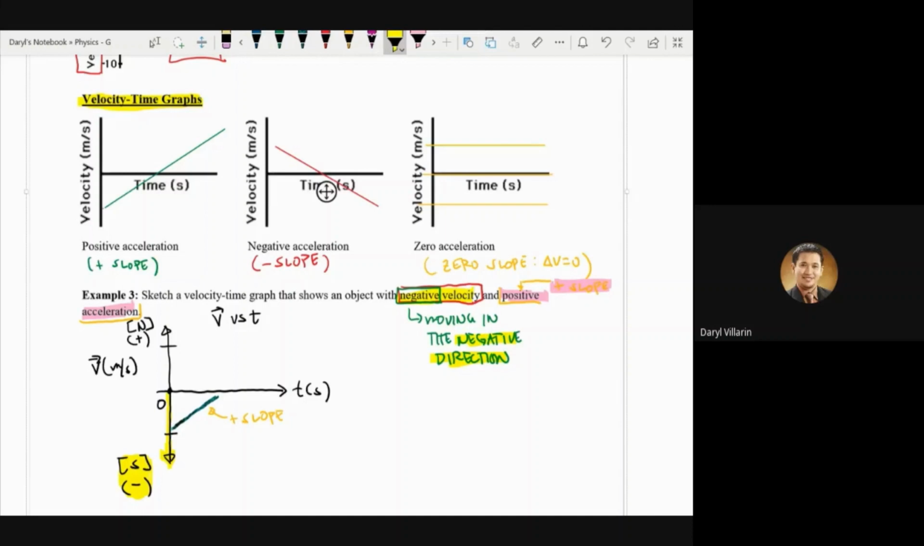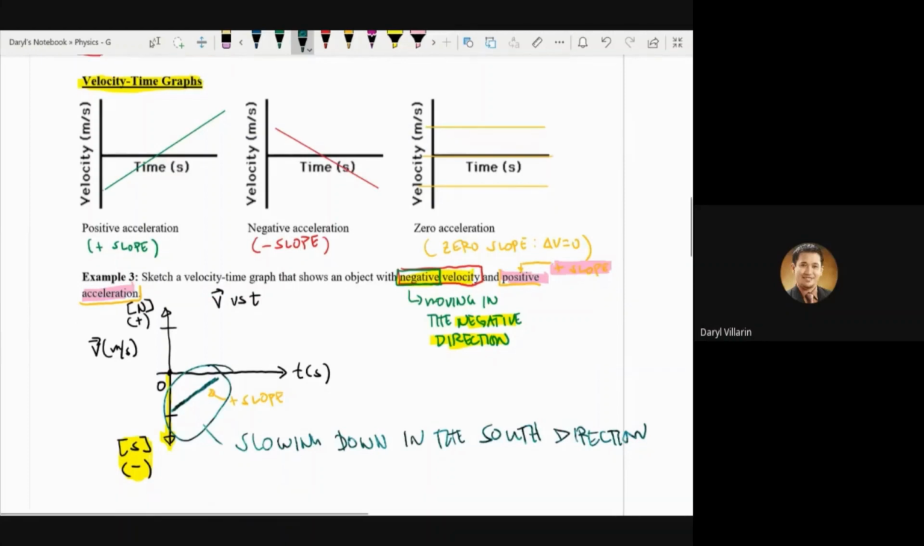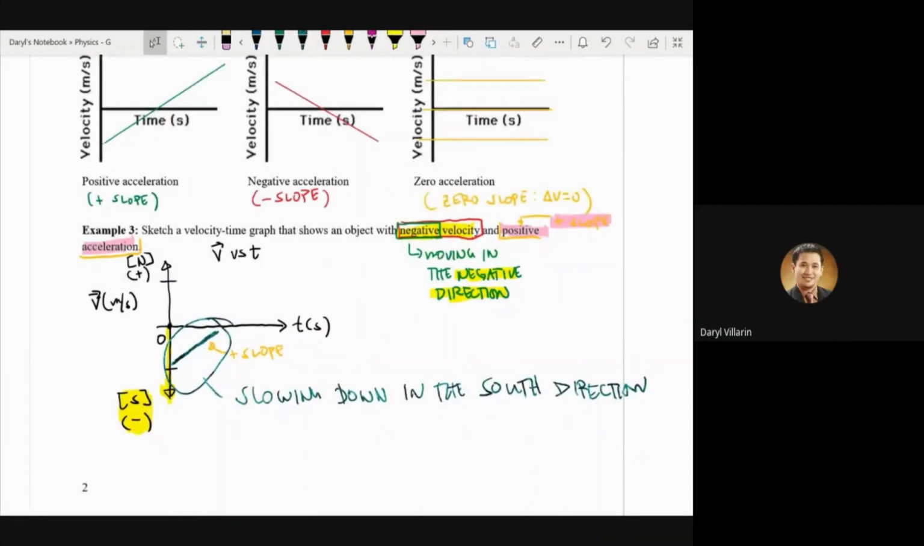So in this particular case, you can actually think of this object as slowing down. This object is slowing down because the magnitude is now close to zero. This is just an example that I mentioned earlier. A common mistake by students when they analyze a velocity time graph is thinking that positive velocity also means positive acceleration. They have different meanings, okay?